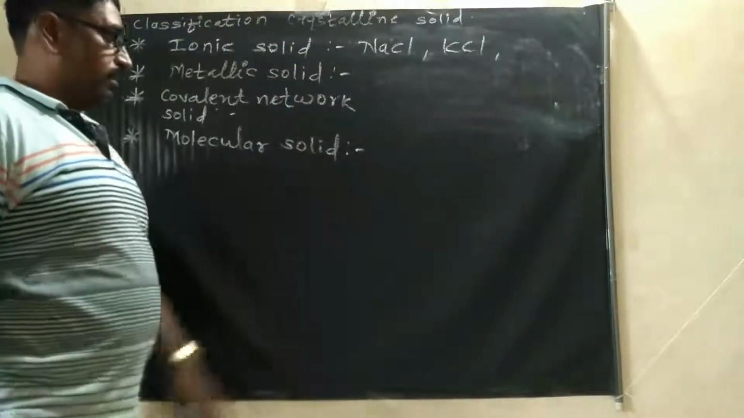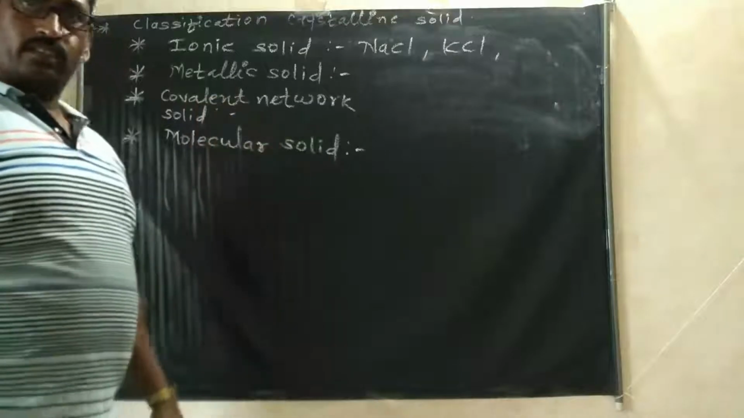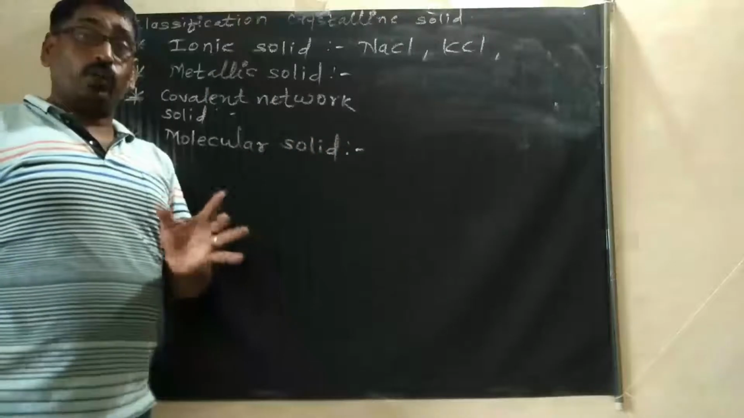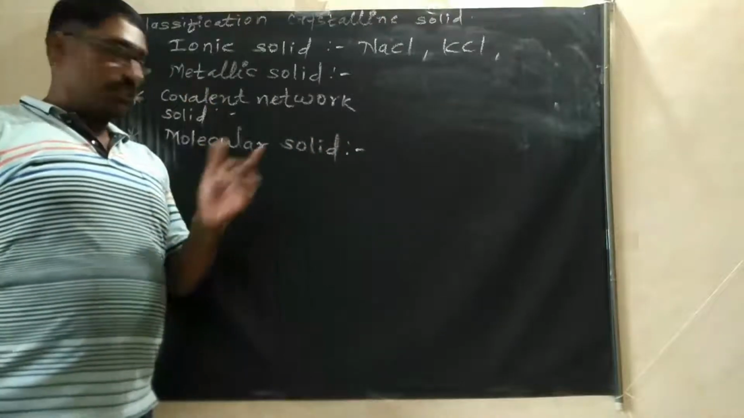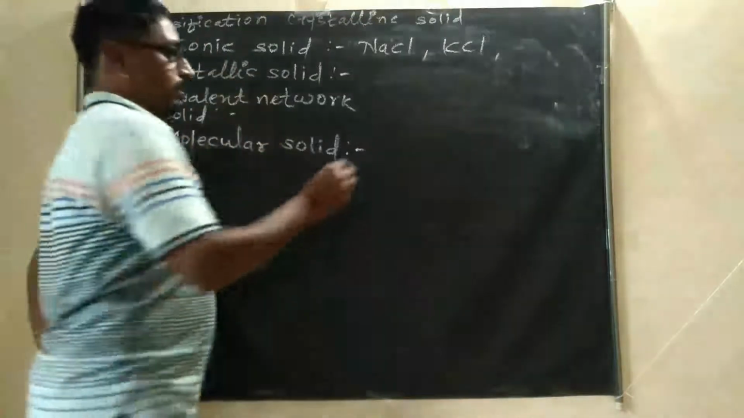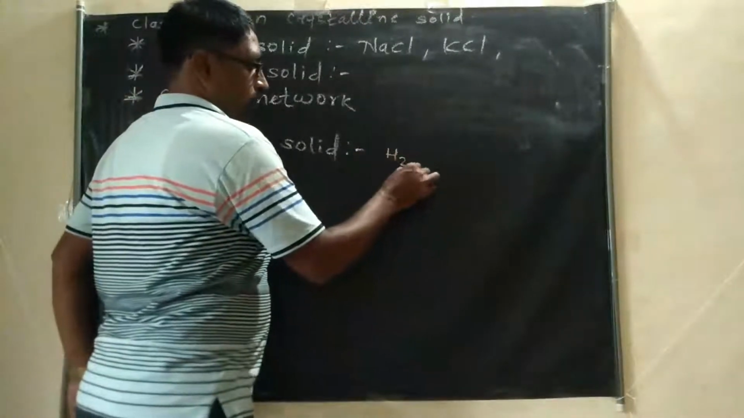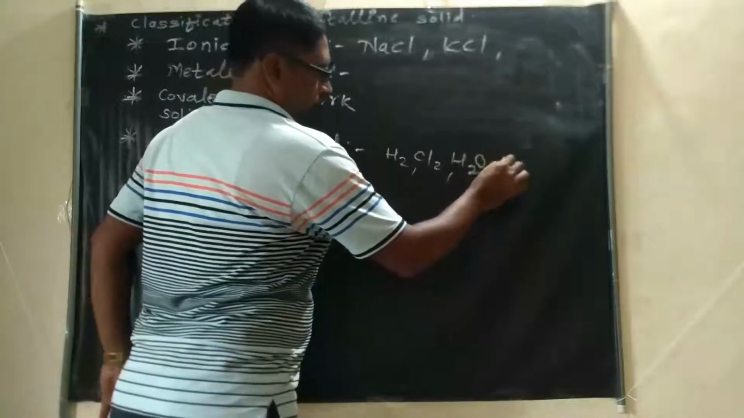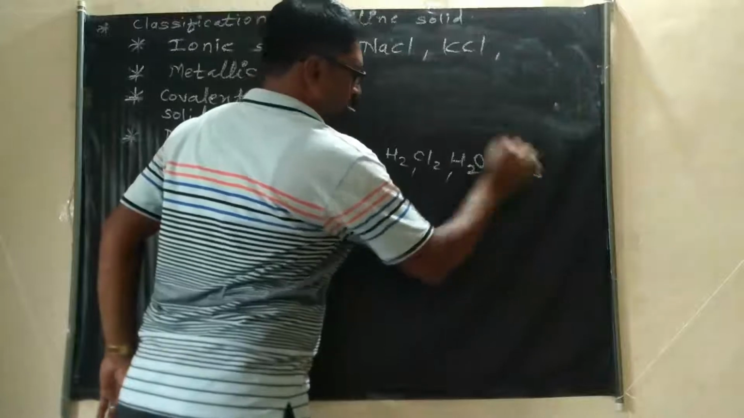Molecular solid. In molecular solids, again, there is a covalent bond present within the molecule. Listen carefully. The name is molecular, hence molecules are present. For example, we are seeing the H2 molecule, Cl2 molecule, H2O molecule, NH3 molecule, such types of molecules.